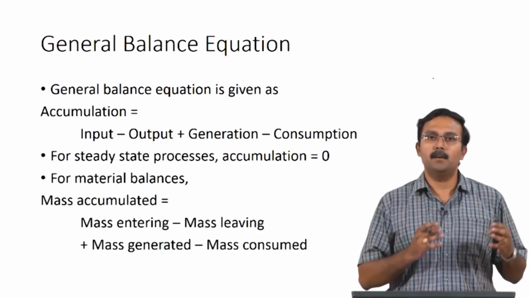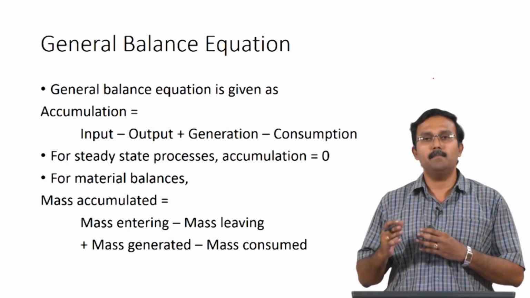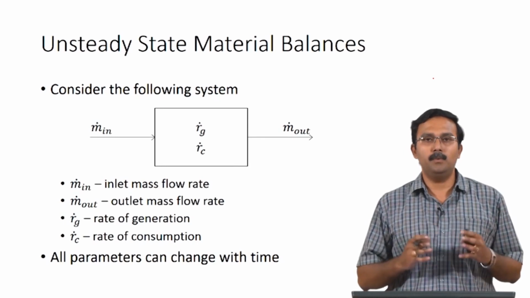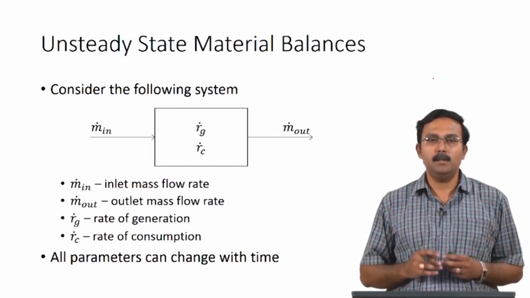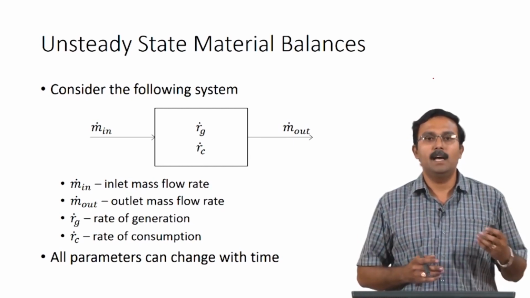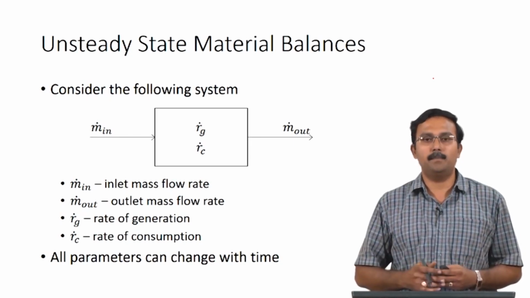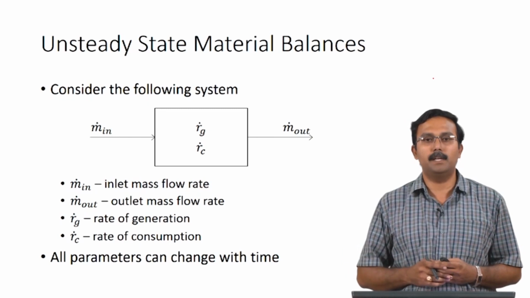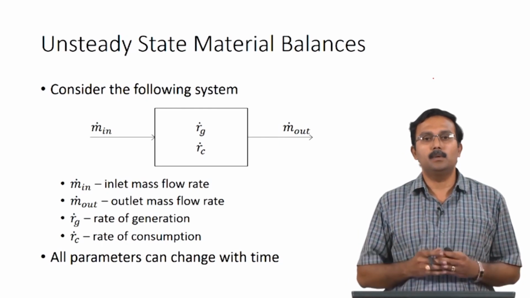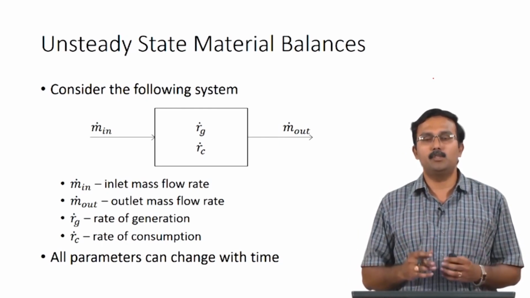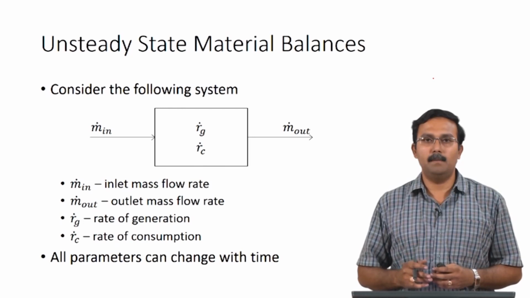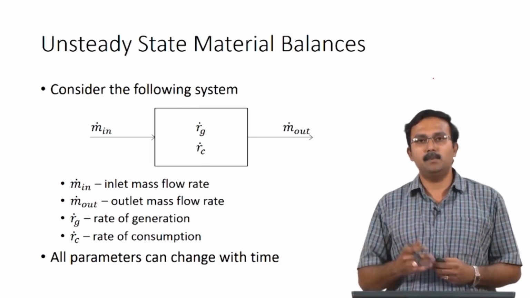For material balances, mass accumulated is equal to mass entering minus mass leaving plus mass generated minus mass consumed. If we were to take the following system, which is a continuous system with m dot in as the inlet mass flow rate, m dot out as the outlet mass flow rate, Rg is the rate of generation of a component and Rc is the rate of consumption of a component, then we can write general material balance equations. Until now we have assumed that none of these parameters will change with respect to time. However, in an unsteady state material balance, these parameters can change with respect to time.